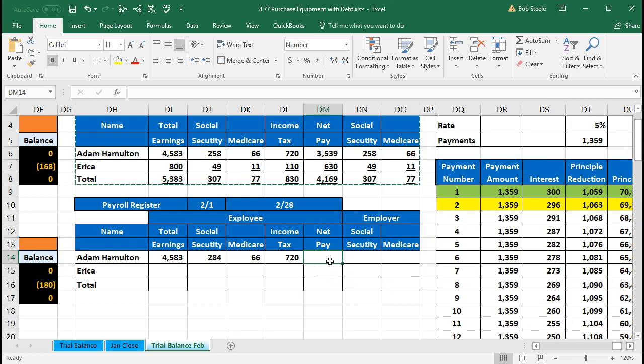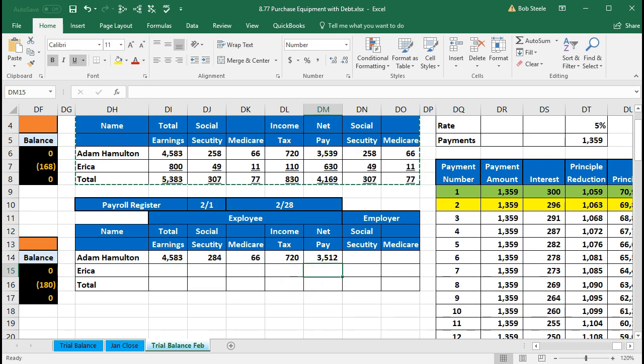Same thing here. We're going to just point and click, point and click. So we are in cell DM14. We will select equals, point to the 4,583 and then select minus, point to the 284 and select minus, point to the 66 and select minus, point to the 720 and enter.